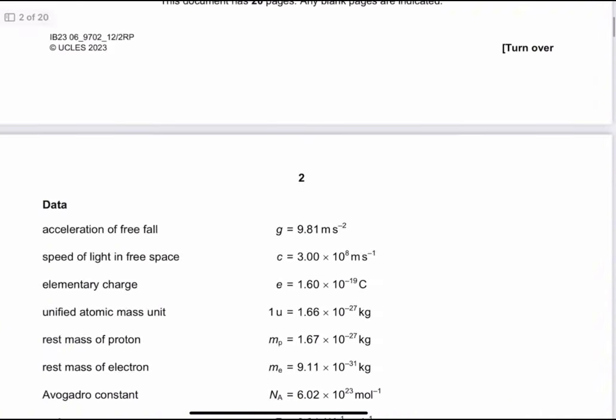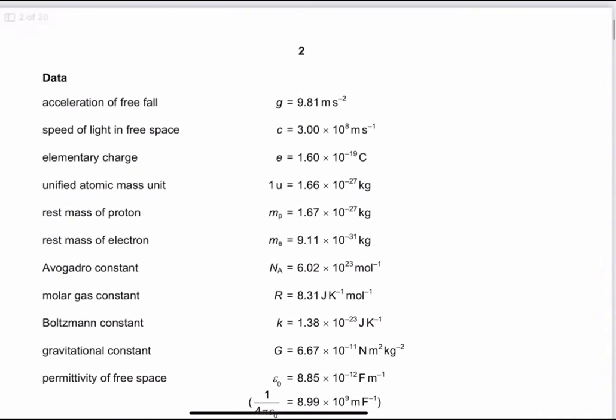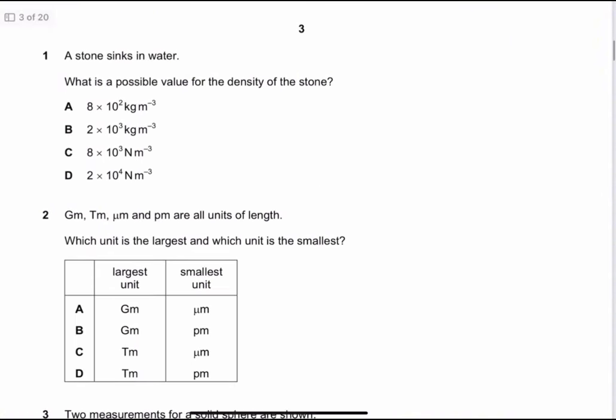Okay, so let's begin. These are some of the constants that you'll be expected to use. But I would advise you know some of them. For example, the elementary charge, the speed of light in free space. These are the things that I would advise you really just know so that it can really help you in your exam. Okay? So let's begin.